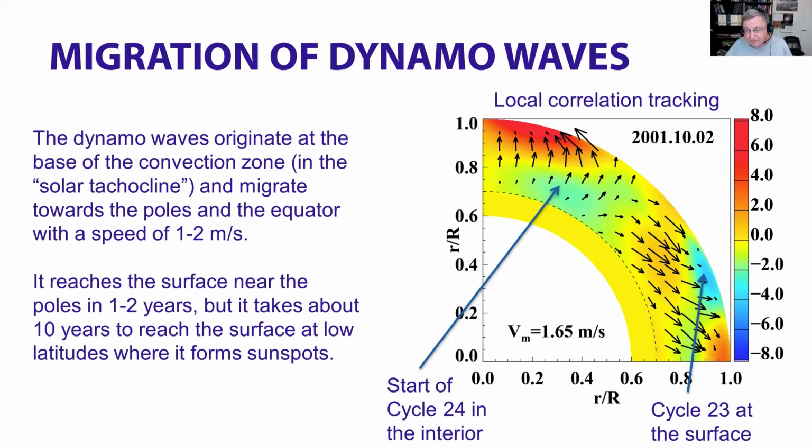But if you do just local correlation tracking, these arrows show the migration of the waves. It's not flows. And you can see that indeed there are two branches: one wave migrates towards the poles, and another towards the equator. And in fact, we can see that cycle 24 starts at the bottom of the convection zone, while cycle 23 is still in process here. It's a solar maximum here of cycle 23, and cycle 24 is already starting here at the bottom of the convection zone.